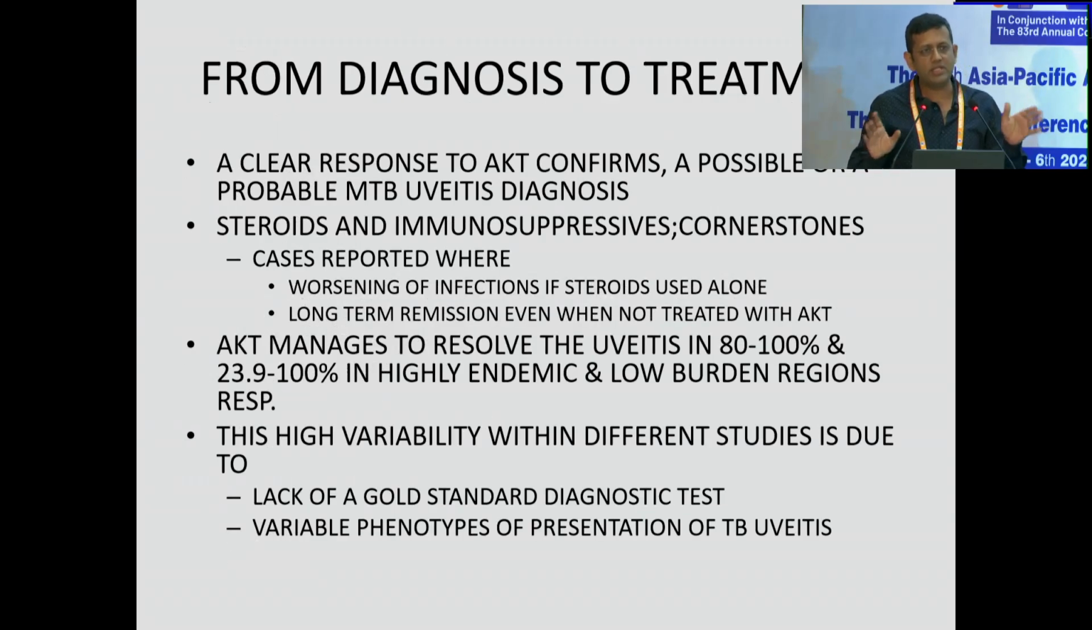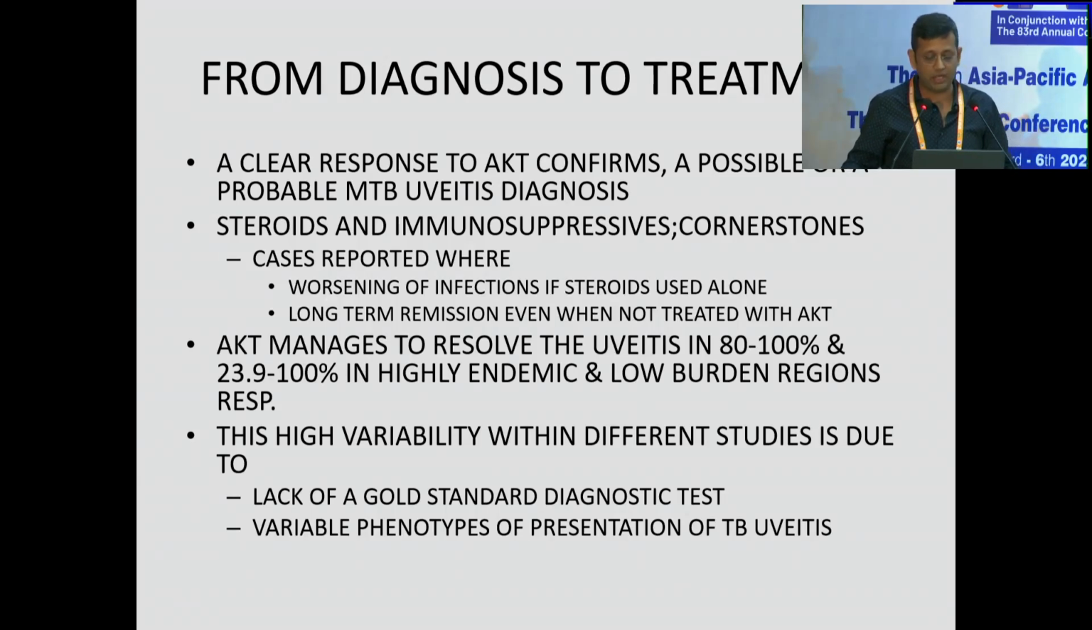So from diagnosis, let's move on to the treatment part. Of course, a clear response to AKT in a case of uveitis is the clearest sign that you are treating a patient with TB uveitis. There can be no other thing that you start the patient on AKT and the uveitis resolves. I think that is the clinching diagnosis, and then you should not let it go and continue all the way.